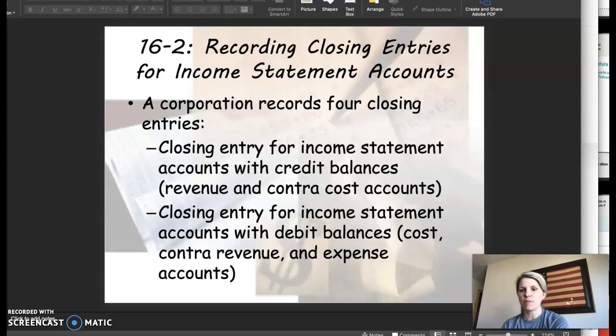So when we are doing these closing entries for our corporation, once again, we're going to have 4 different types of closing entries. We're going to have closing entries for income statement accounts that have credit balances. So that would be our revenue, so like sales, and then any contra cost accounts. Then we'll have our closing entries for our income statement accounts that have debit balances. So these will be our cost, contra revenue accounts, as well as our expense accounts.